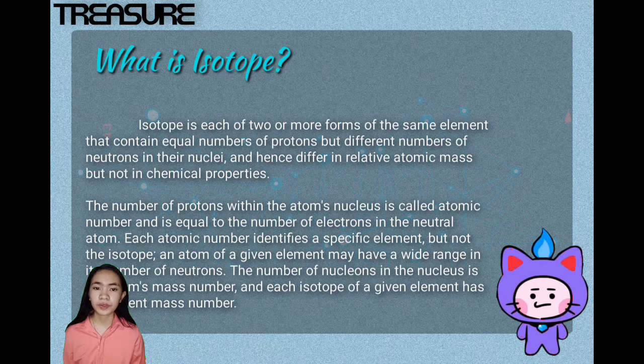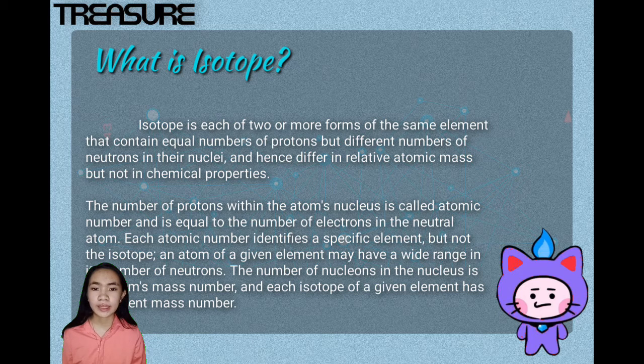protons but different numbers of neutrons in their nuclei, and hence differ in relative atomic mass but not in chemical properties. The number of protons within the atom's nucleus is called the atomic number and is equal to the number of electrons in the neutral atom. Each atomic number identifies a specific element, but not the isotope. An atom of a given element may have a wide range in its number of neutrons.